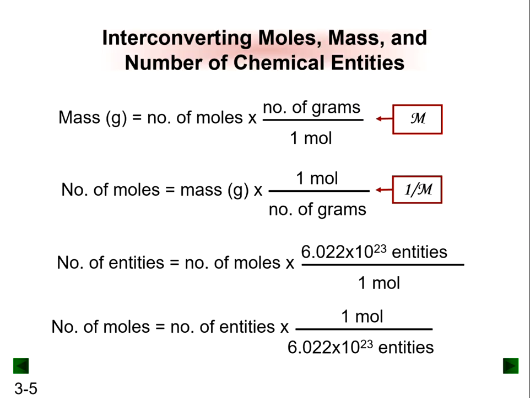The first 2 equations are tied together. They're basically the same expression, just rearranged. And then the third and fourth equations likewise are the same. They're just rearrangements. In the third equation, the number of entities of a substance, that is, the number of molecules or atoms or ions, is equal to the number of moles of that substance multiplied by Avogadro's number. And then for a substance, the number of moles is equal to the number of entities, the number of atoms or molecules, divided by Avogadro's number. And then you can see again, we've multiplied by the inverse.